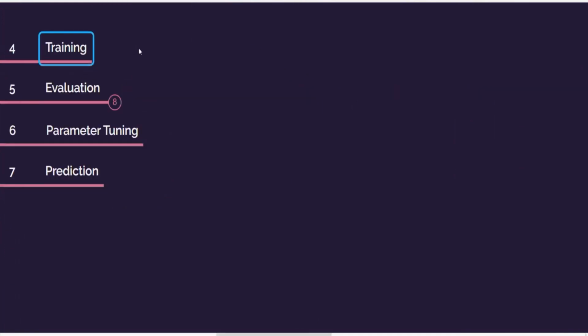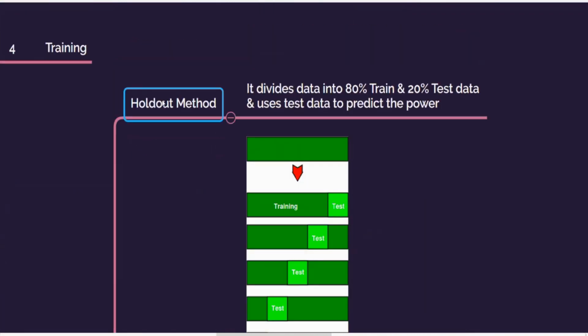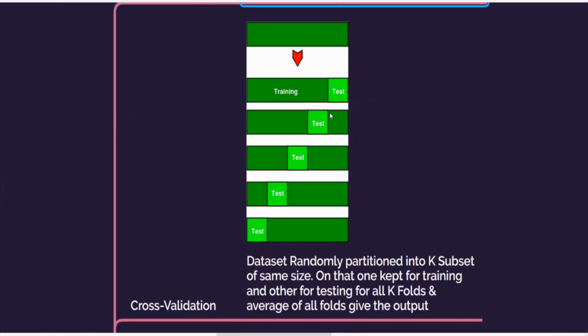Once we have chosen the algorithm, we have to train our model. Then after training, we have to evaluate. For evaluation also, we have various methods. One is the holdout method. What it will do is divide the data into 80% for training and 20% for testing, and use the test data to predict the output. Okay, then we can use the cross validation method.